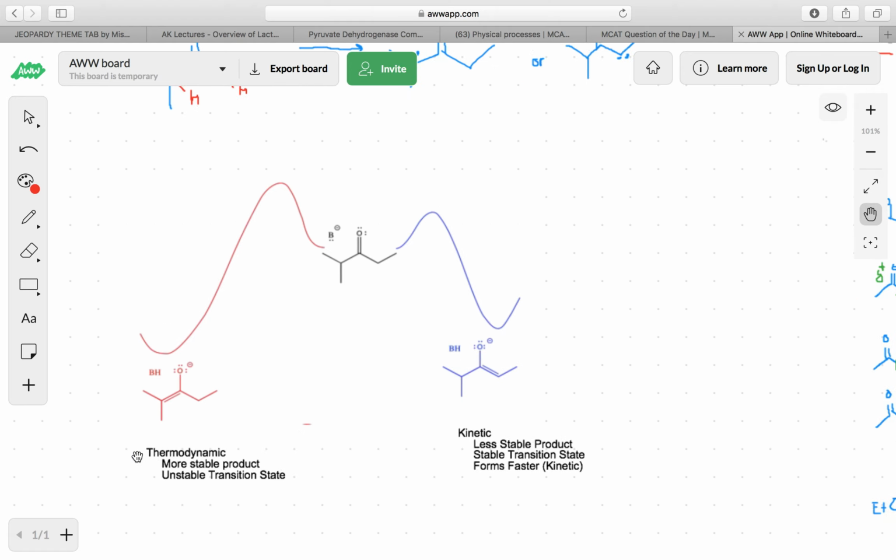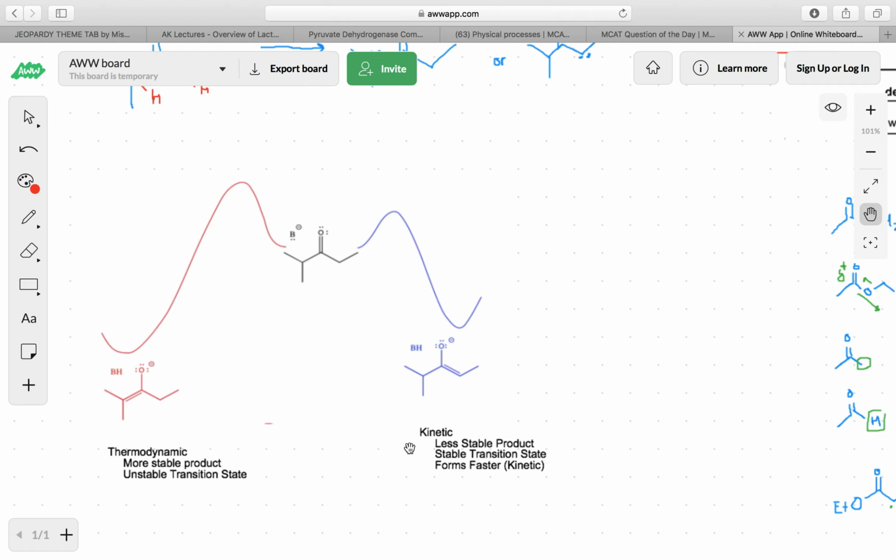The one on the left is called your thermodynamic product, while the one on the right is called your kinetic product. Your thermodynamic product is more stable. That's why its product is much lower than the kinetic product in terms of energy. The reason is that this alkene is more substituted. It has 1, 2, 3 alkyl groups. This one only has 2. And we know that alkyl groups are stabilizing for alkenes because they donate electron density through hyperconjugation.